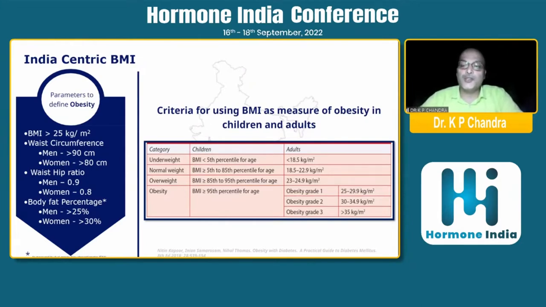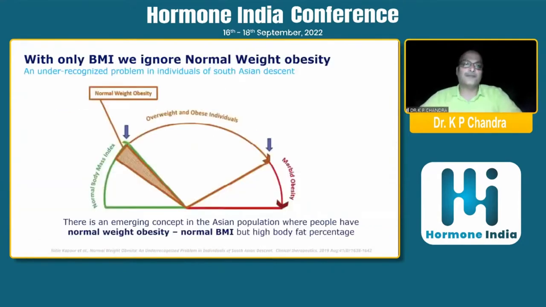I'm repeating these just to reemphasize that the cutoff values that we are used to based on WHO criteria don't hold true for the Indian population, because the percentage of fat that we have is higher for whatever BMI that we have. So grade 1 obesity is 25 to 29.9. Grade 2 obesity, 30 to 34.9. And grade 3 obesity is more than 35. So these are 5 units lesser than WHO standards for the same grading.